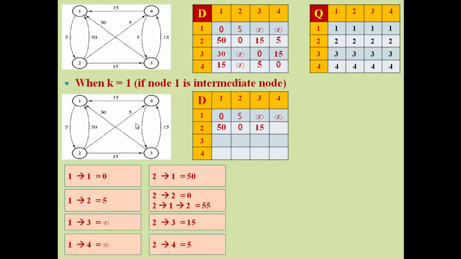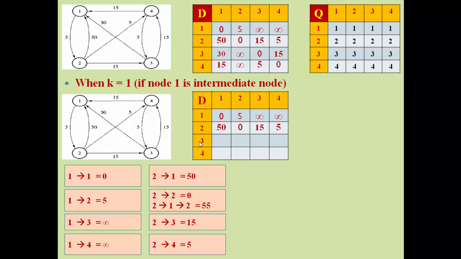And is there any other path in which we can use 1 as an intermediate node? Or we can say, is it possible to reach from 2 to 1 and 1 to 4? No, it is not possible, so we have to consider 2 to 5 as the answer, and we have to fill 5 inside the matrix.